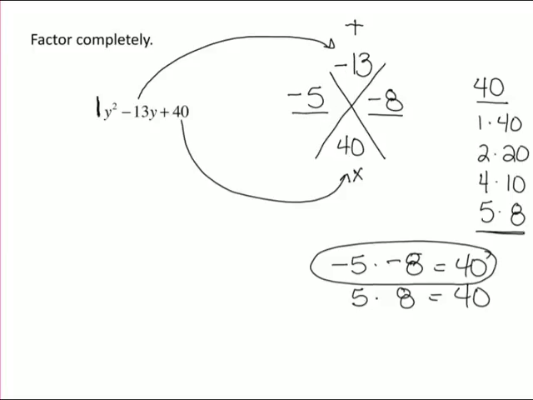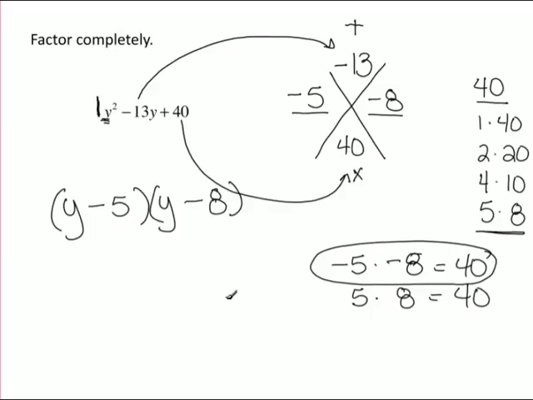So now all I have to do is write my parentheses, and I use the variable for this polynomial, so y and y, and then I just have to put this negative 5 here and this negative 8 there. I could interchange those two. I could put the negative 8 here and the negative 5 here.